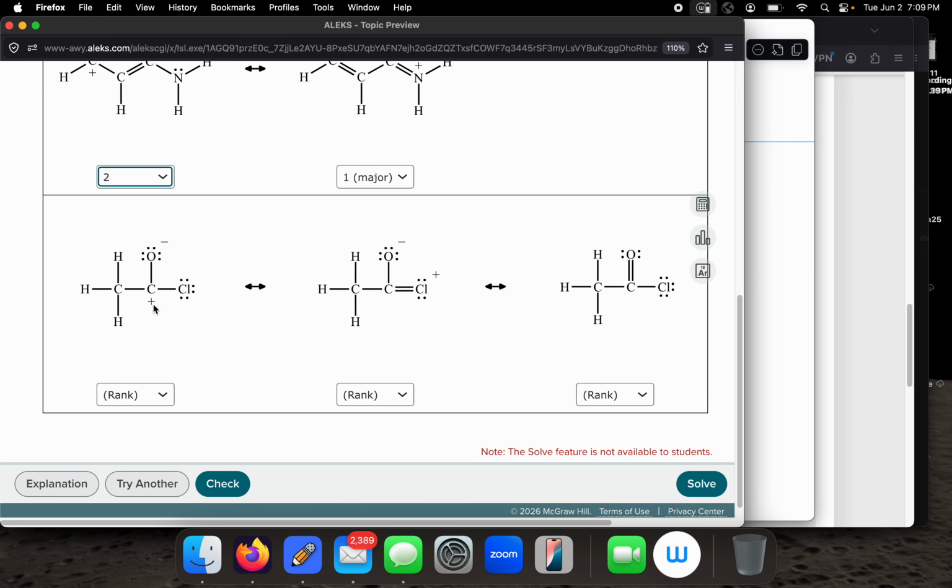This does not have a full octet. That's a problem. So this is bad. That's the least, because it does not have a full octet. And then the next rule is no charges. So this is going to be the best, because it has no charges, right?